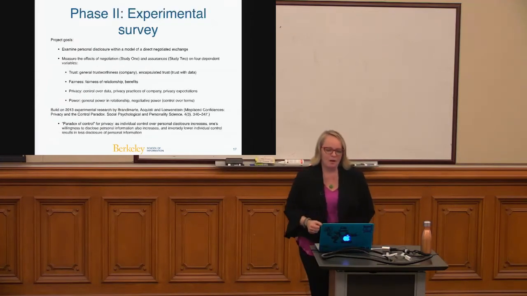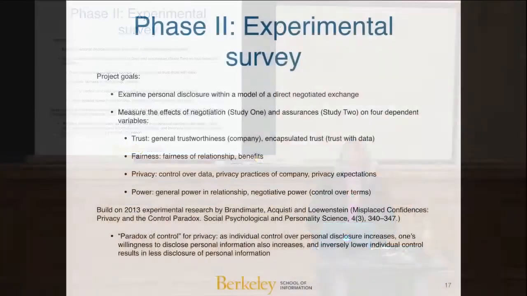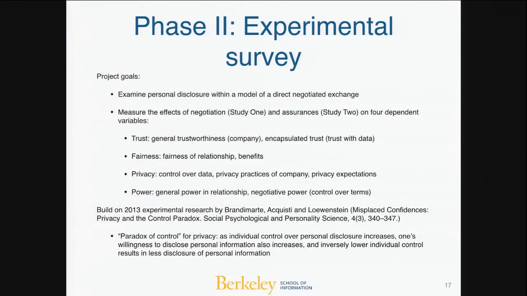Okay, phase 2. I did an experimental survey. So I built upon some of the findings from the qualitative piece, and I created an experiment to test the effects of personal disclosure through social exchange theory. Most of the research in social exchange theory has been experimental in the last decade or two. So social exchange theory provides a theoretical framework for examining the outcome of negotiation by identifying the structural components that affect the exchange itself, which are trust and power.